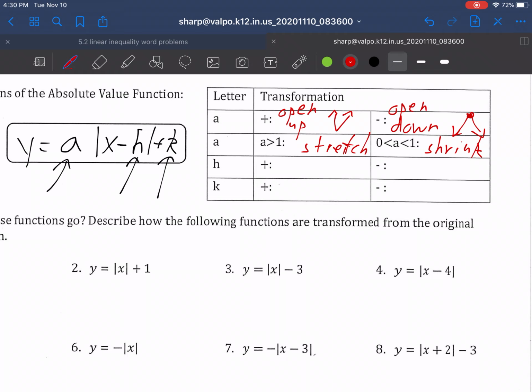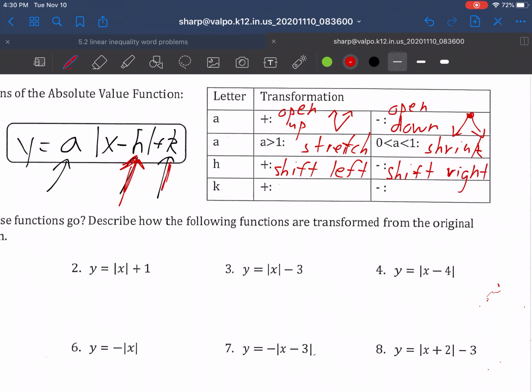Okay? And then the h value, which is always going to occur right here on the inside of your absolute value, this will shift your graph either left or right. It may shift your graph to the left if you have a positive h value, or it'll shift your graph to the right if you have a negative h value.